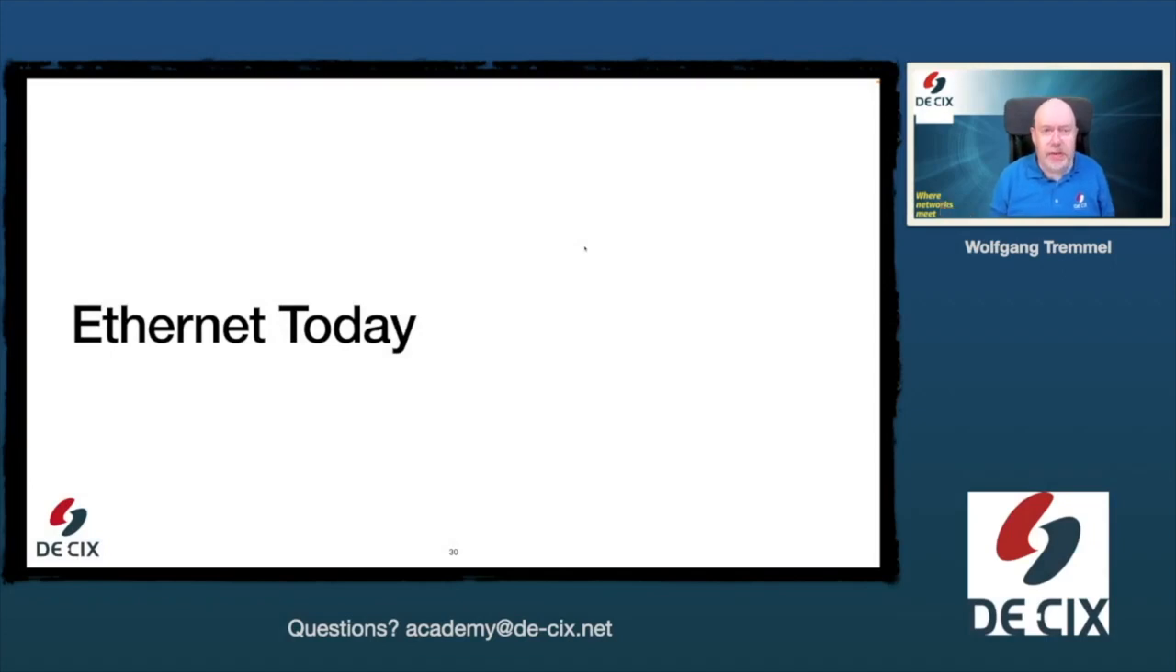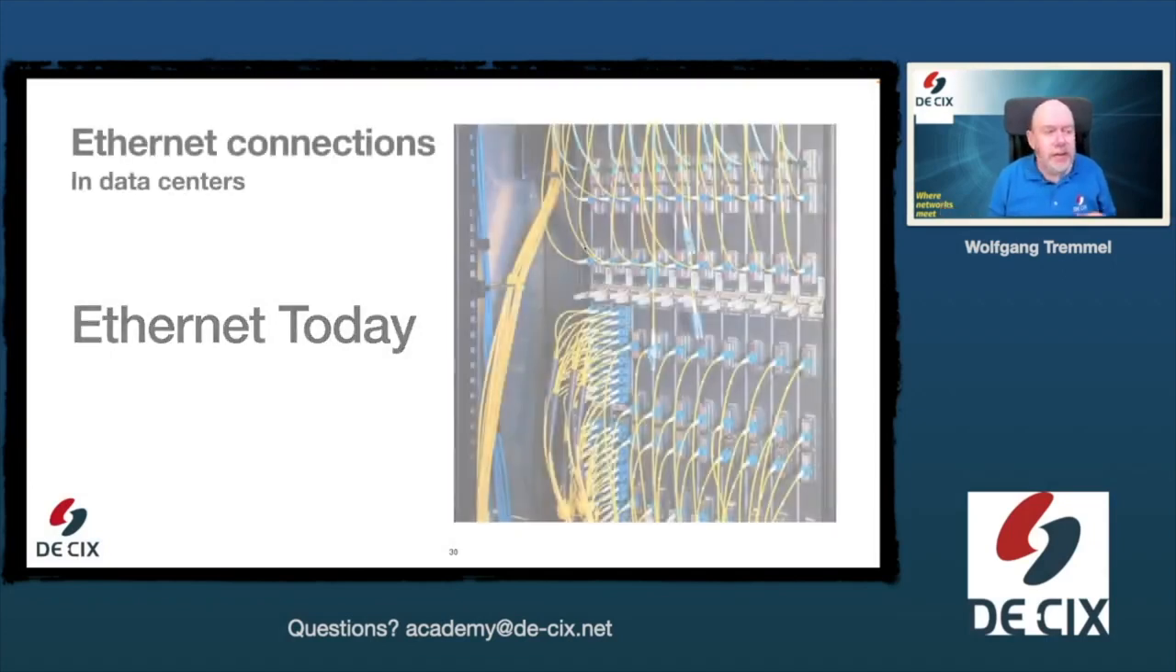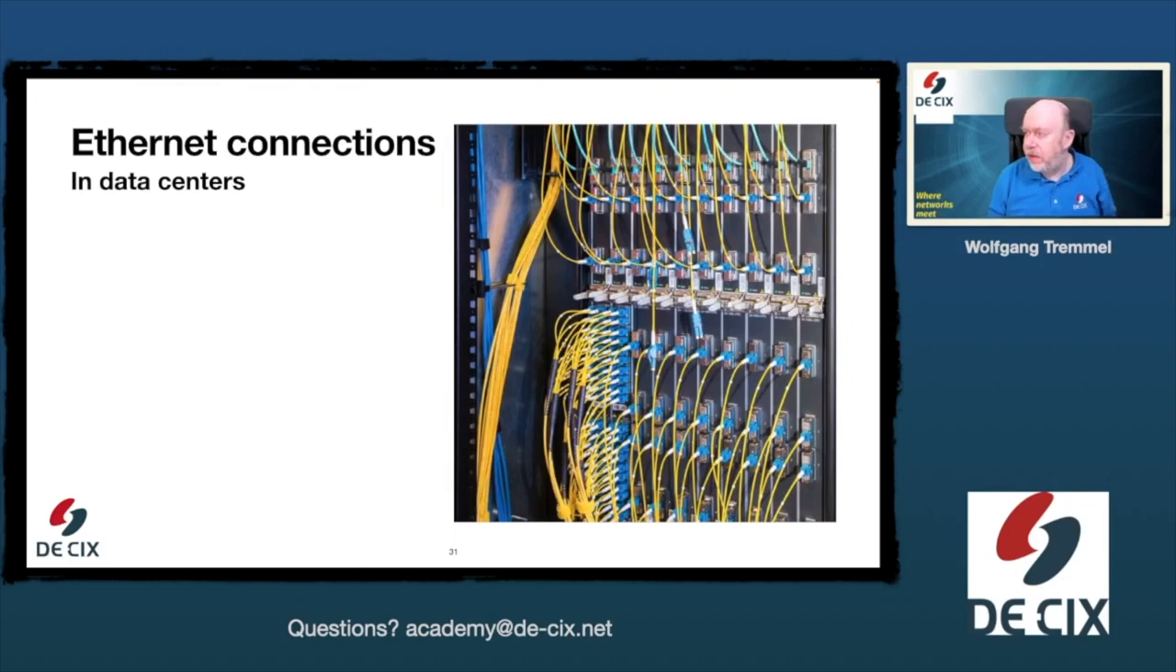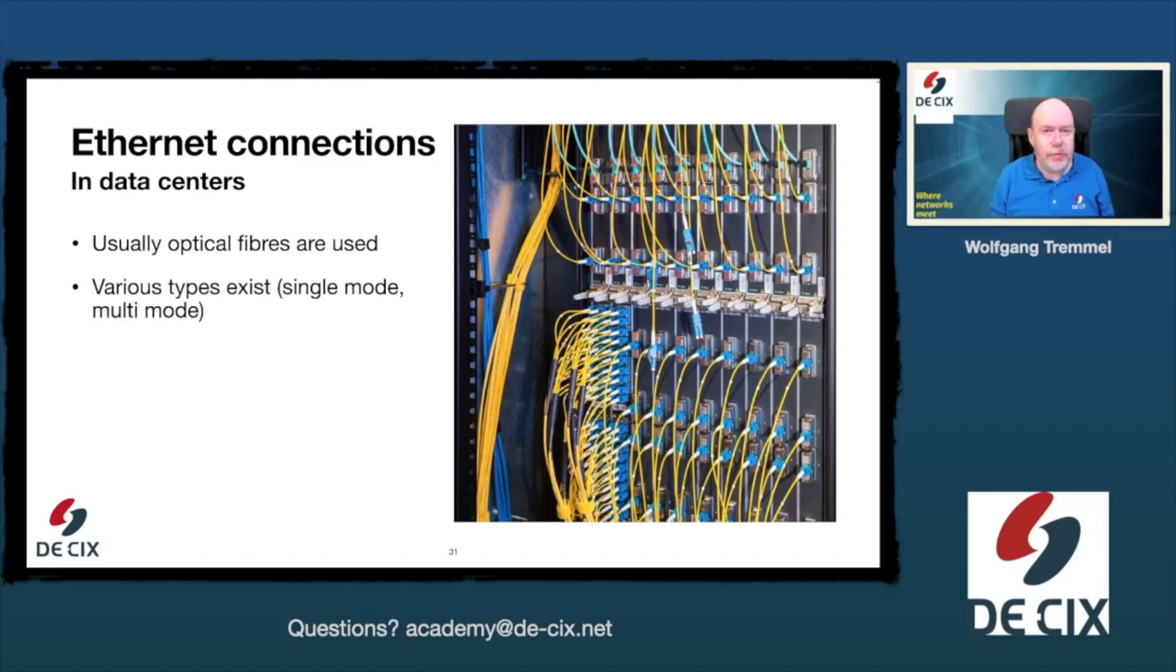Now let's have a look at Ethernet today. Today in a modern data center, usually optical fibers are used. There are different kinds of fibers called single mode and multi-mode, but they all have in common that light is used to transmit Ethernet frames. Speeds of modern Ethernet are 1 gigabit per second, 10 gigabit per second, and up to 400 gigabit per second. Remember, it started with 10 megabit per second.